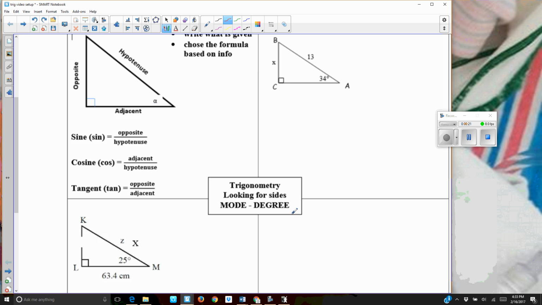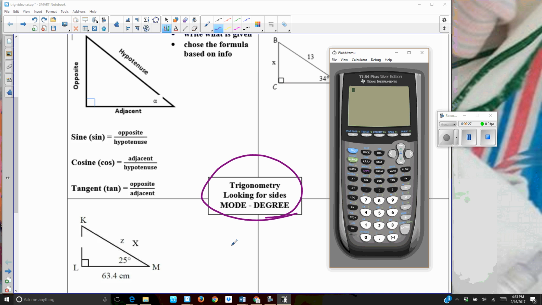The first thing you want to double check, guys, is make sure your calculator's in degree mode. It needs to be in degree mode for all these questions. So what you need to do in your calculator, press the mode key and scroll down and highlight degree if it's not highlighted. You can hit second mode to get out of that screen and return to the main screen of the calculator.